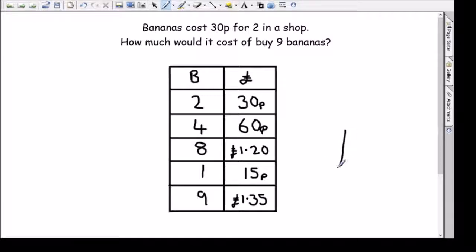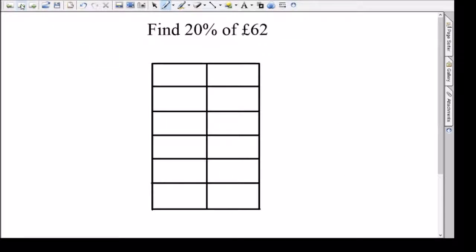So I was using this process to multiply or divide or add lines up to get to what I need to get to. Answer £1.35. Okay, let's move on. Let's do another one.